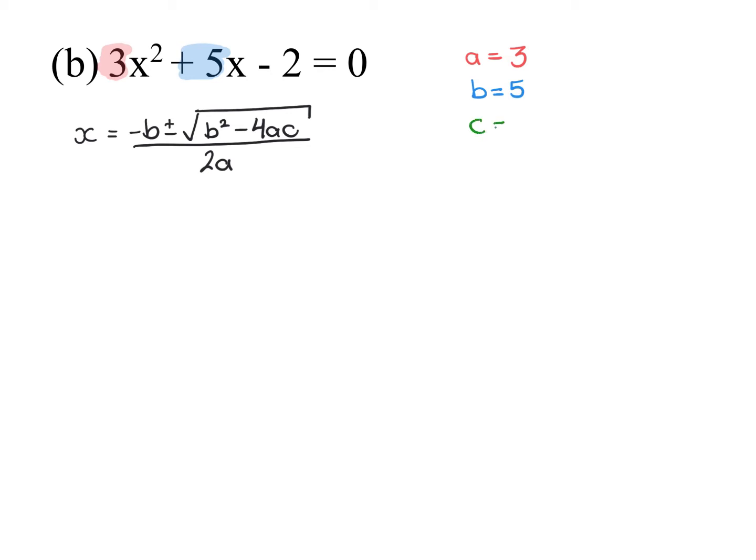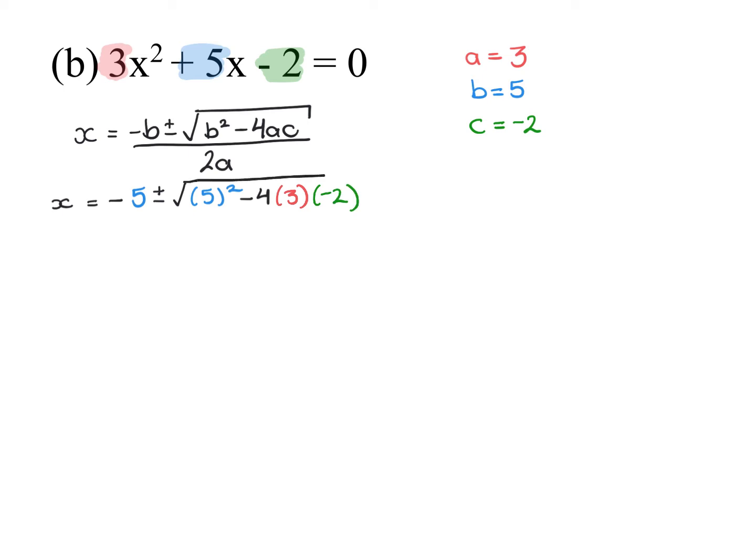And c is the constant, meaning the number by itself. In this case, it happens to be -2. Now that we know what those are, let's actually substitute them into the equation. So x is equal to negative, and b happens to be 5, plus minus, let's put the square root, b squared, which is 5 squared, minus 4, a in brackets is 3, and c in brackets is -2.